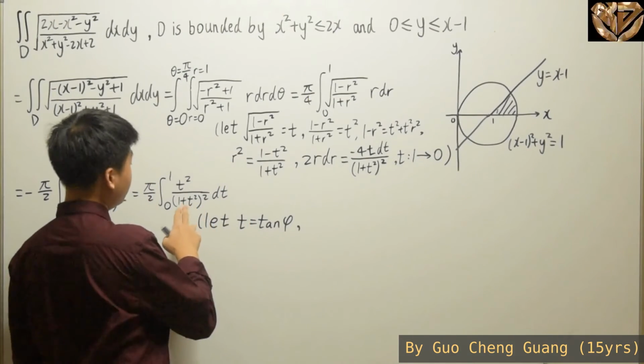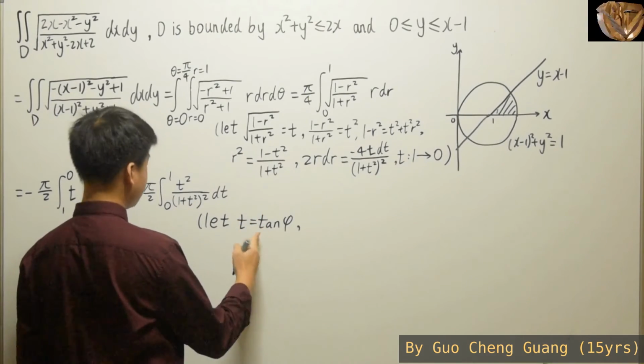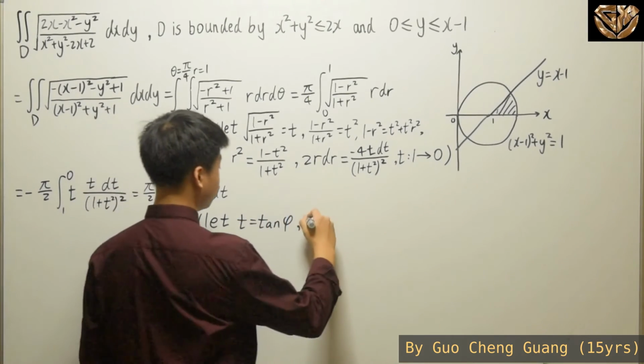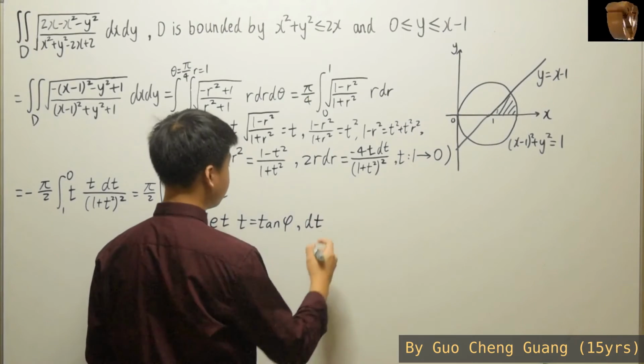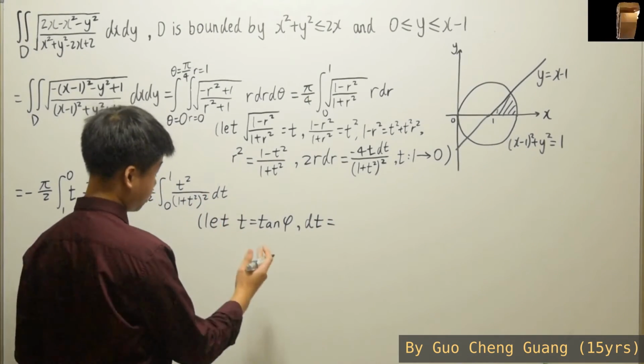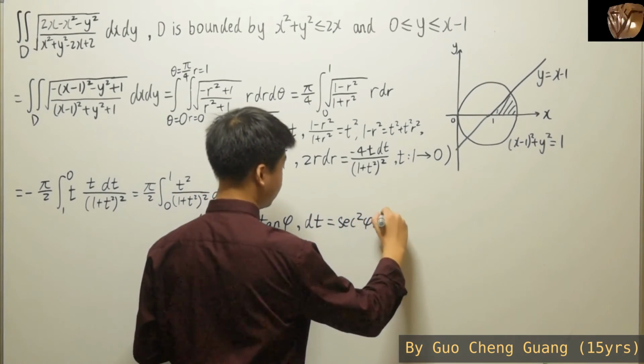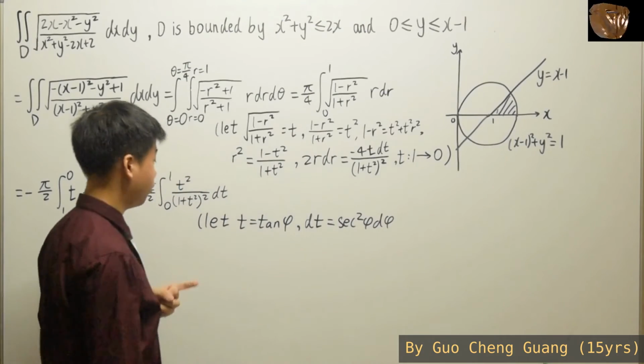So I have to be aware. But in this case, you just have 1 plus something squared, which would obviously be tangent. Right, so let's take a look at the t. Now, if you know this differentiation of tangent, that would be secant square phi, then d phi.